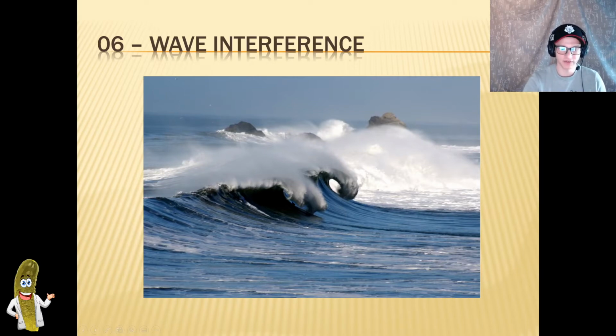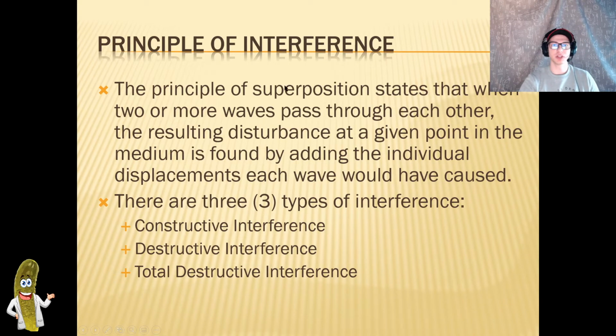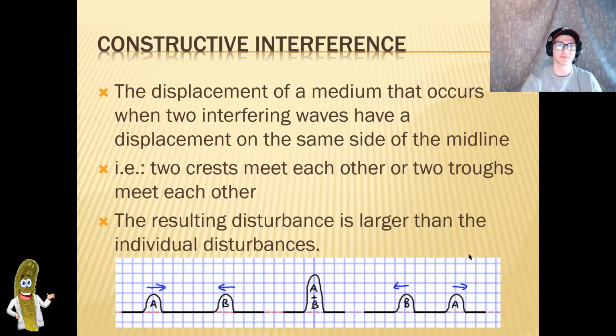So, in terms of wave interference, the principle of superposition states, very confusing language, that when 2 or more waves pass through each other, the resulting disturbance at a given point in the medium is found by adding the individual displacements each wave would have caused. There are 3 different types: constructive interference, destructive, and total destructive. This is my personal favorite name for a property of all time. Whoever came up with that, excellent work. Total destructive interference, I think that's pretty hilarious.